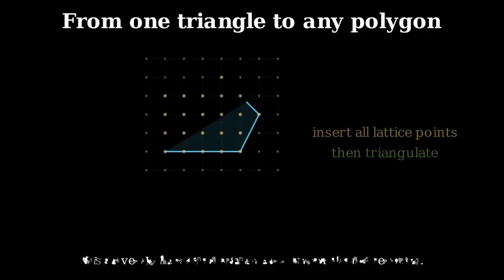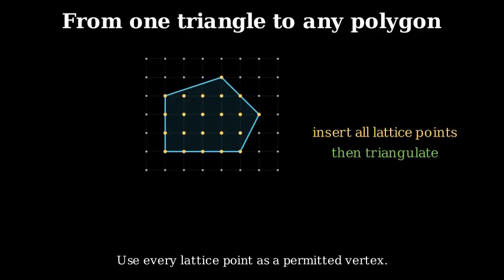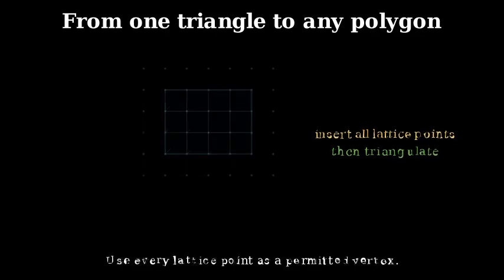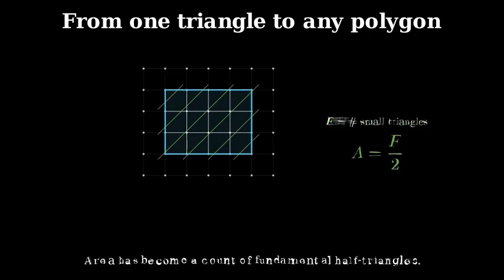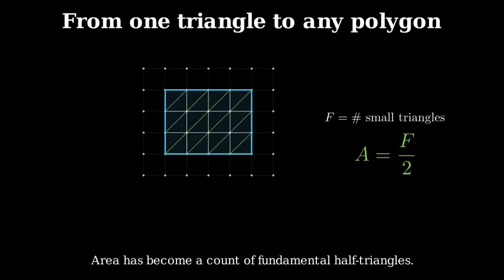Now return to a general lattice polygon. Insert every lattice point inside or on the boundary as a vertex and triangulate without crossing edges. After this, no triangle in the dissection can hide another lattice point. If it did, that point would already have been inserted as a vertex. So every small triangle is fundamental. Let f be the number of small triangles. Each has area 1/2, so the polygon's total area is f over 2.